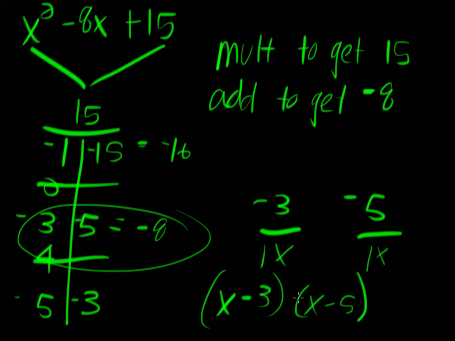Do remember that you can check this by multiplying these two binomials together. When you multiply them together, they should give you your original trinomial. But that's just an extra step. This is our final answer: x minus 3 times x minus 5.